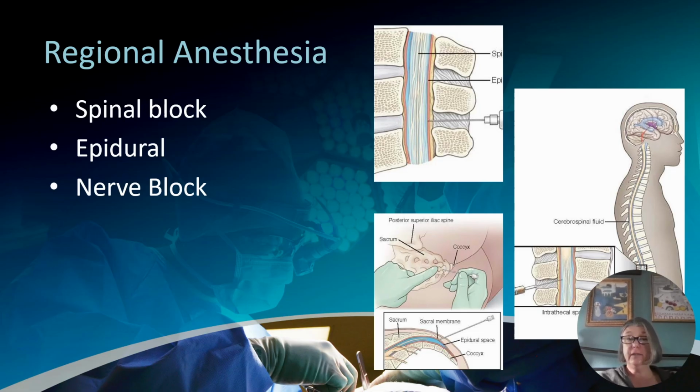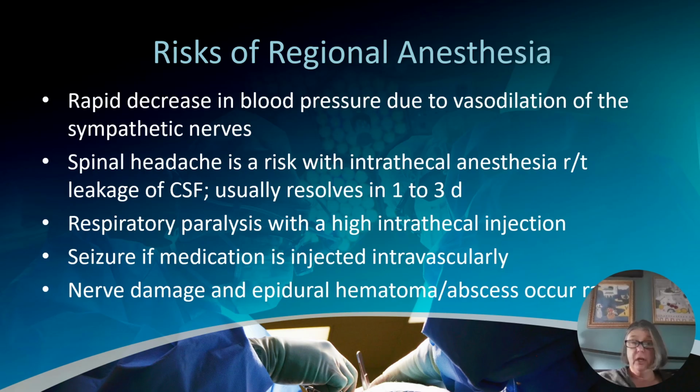Spinal headache is a risk with intrathecal anesthesia because of potential leakage of CSF. Usually resolves in 1 to 3 days. We worry about respiratory paralysis if the injection is high up, right? Because wherever we inject, it's going to be below that site that we have paralysis. And then there is always risk of seizure and nerve damage. Okay, so there's a lot of considerations related to regional anesthesia. Risks of regional anesthesia, we just talked about all of that.